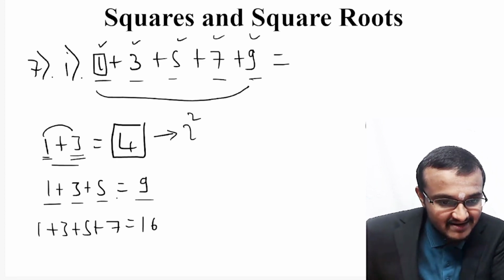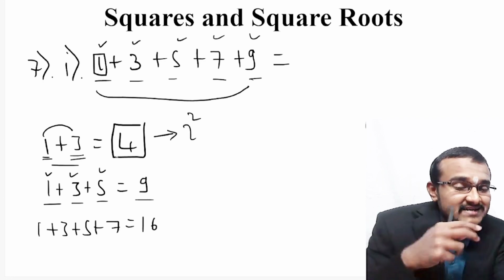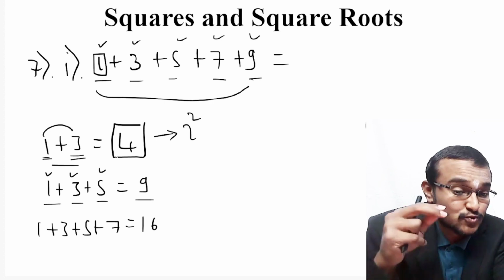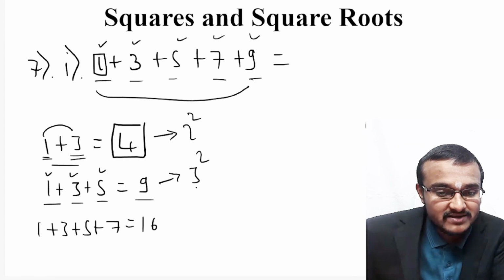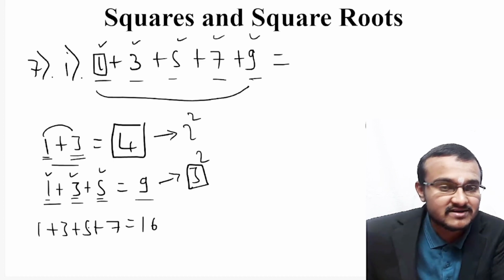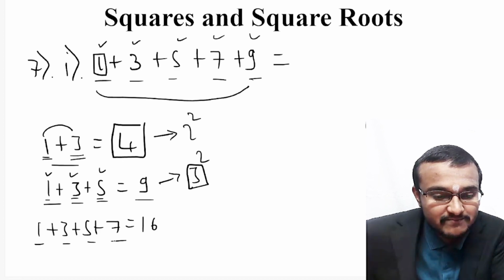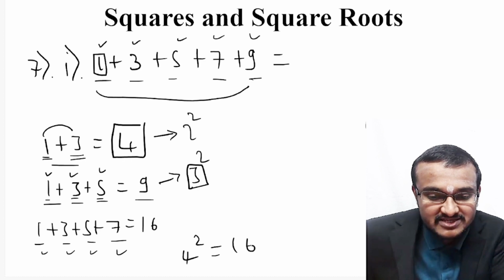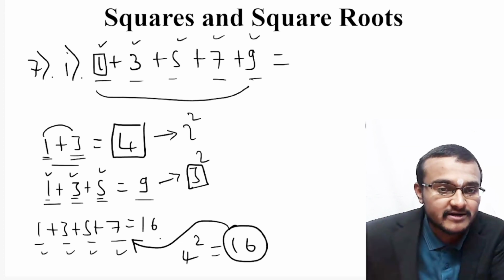Similarly, here you can see 3 consecutive odd natural numbers starting from 1 are added to give 9. 9 is 3 square. That means the square root of 9 is 3, and here also 3 odd numbers are added together starting from 1. Here also, starting from 1, 4 odd numbers are added: 1, 2, 3, 4. So 4 square is 16. That means this 16 is the sum of these 4 odd numbers.